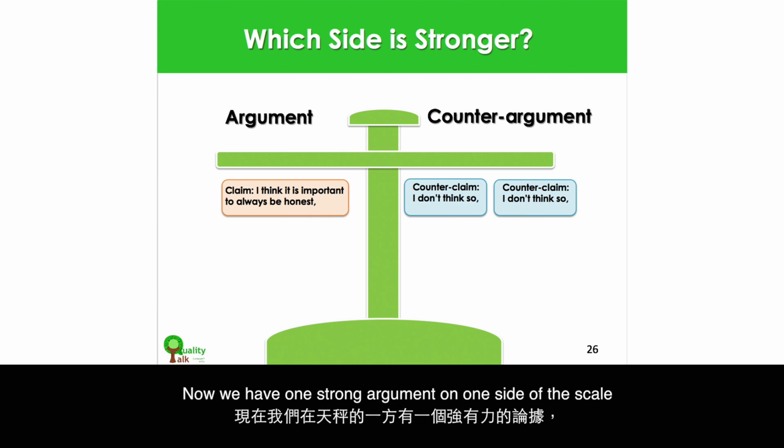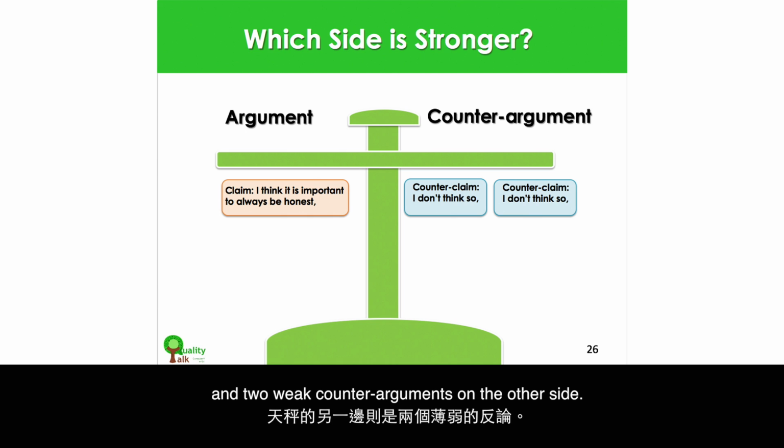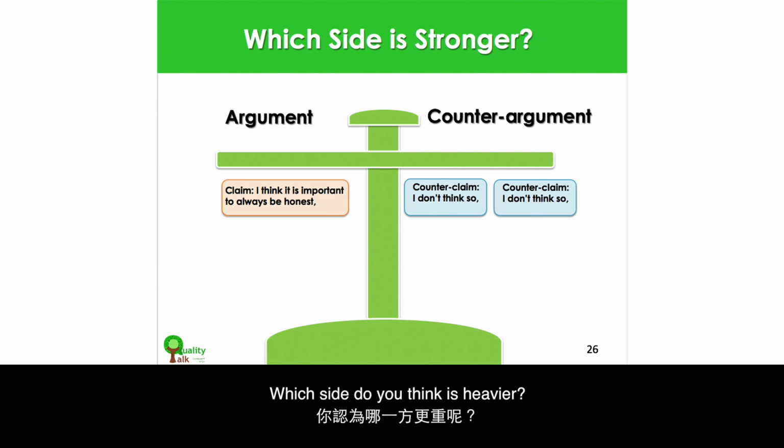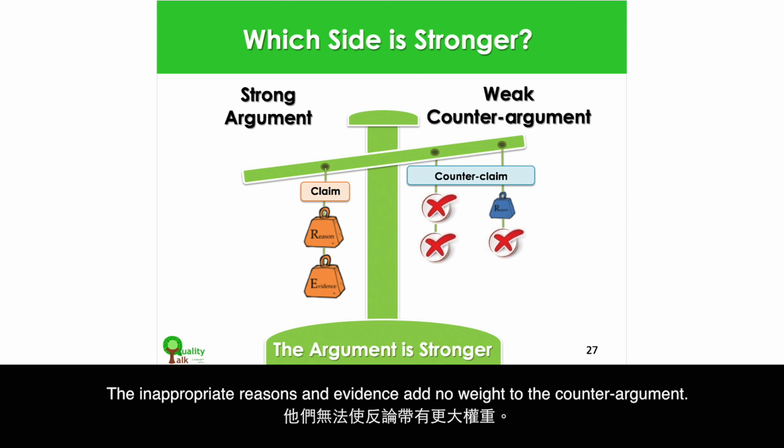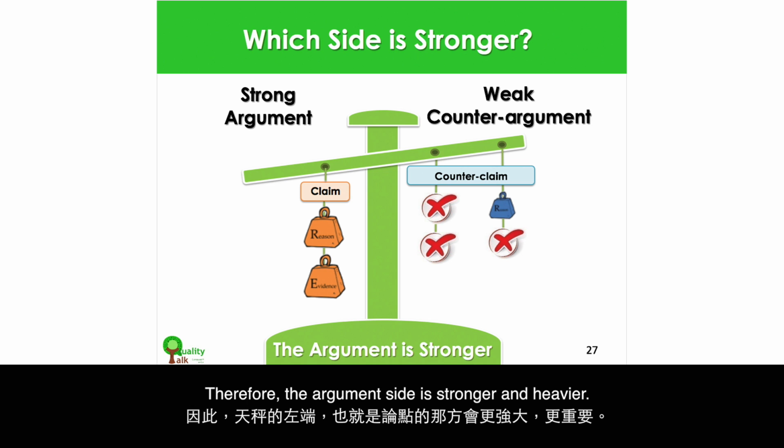Now we have one strong argument on one side of the scale and two weak counter-arguments on the other side. Which side do you think is heavier? Because the two counterclaims are not well supported, the inappropriate reasons and evidence add no weight to the counter-argument. Therefore, the argument side is stronger and heavier.